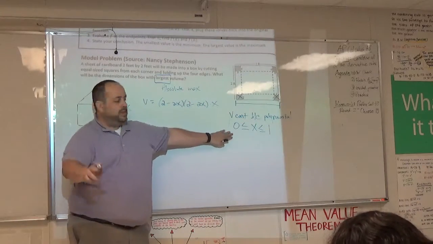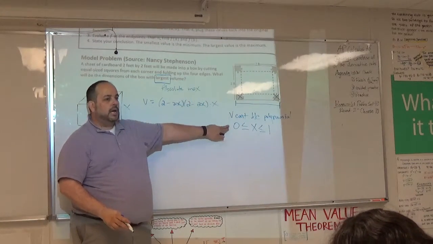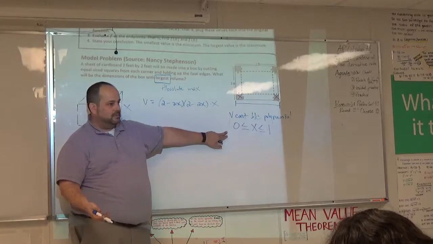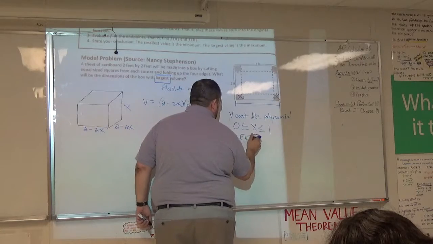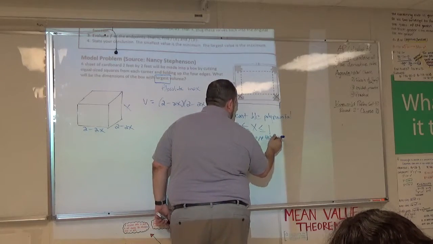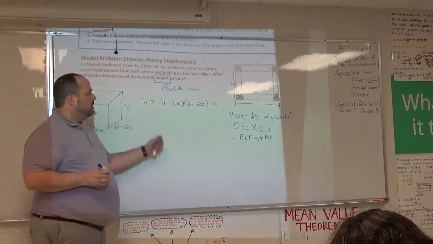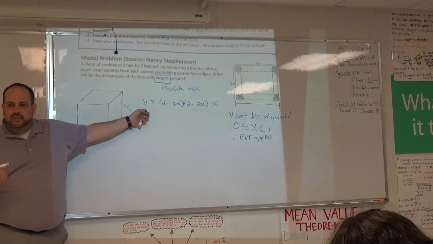Are we okay? Continuous function, closed interval. Does there have to be an absolute max? Yep. So I'd say therefore the EVT applies. So you guys know exactly what to do. You've got a function. You get to use the EVT. What are we going to do?